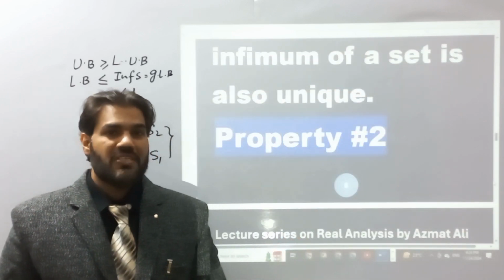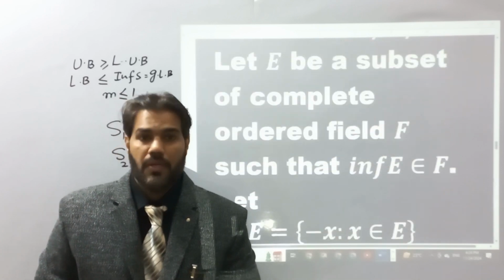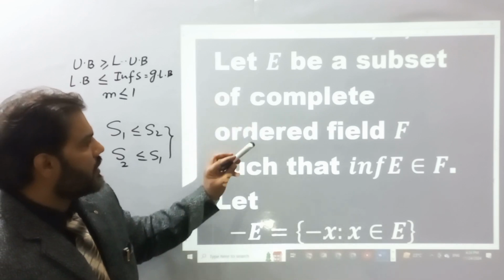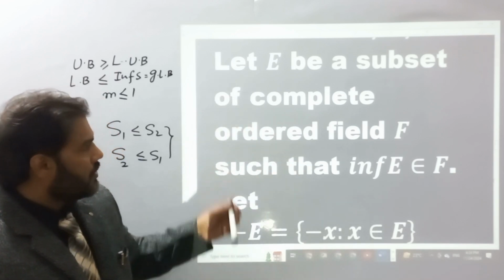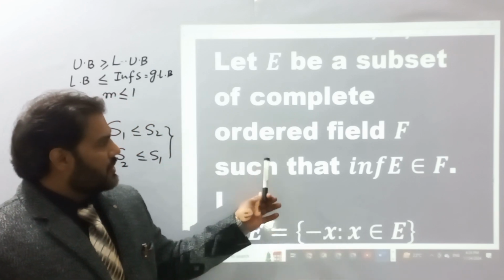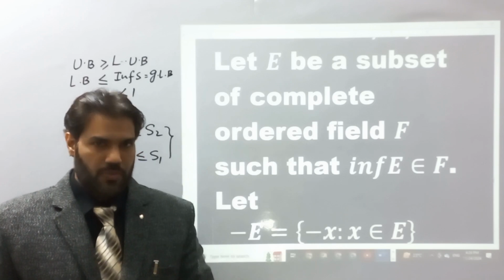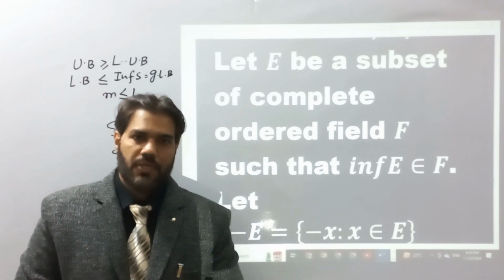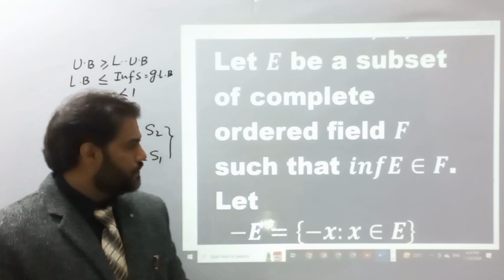Next we will move towards property number 2, which can be stated as follows. Let E be a non-empty subset of a complete ordered field F. A field is called a complete ordered field if it satisfies the supremum property, the least upper bound property.